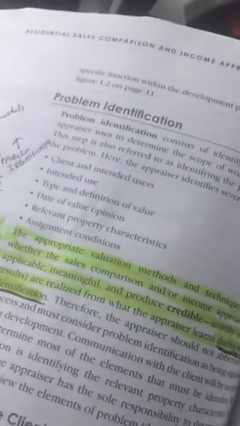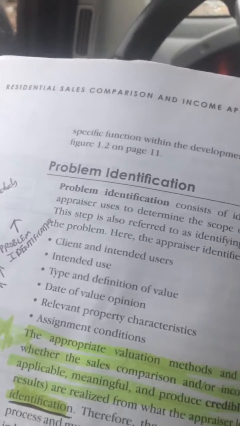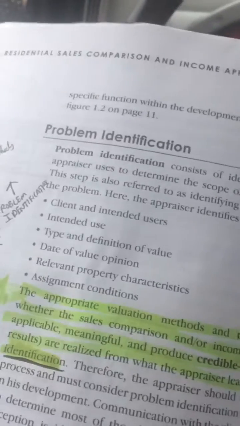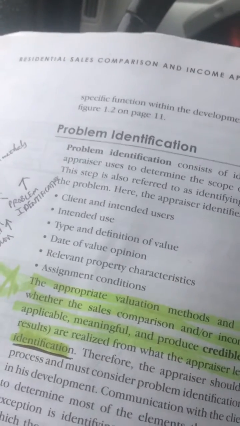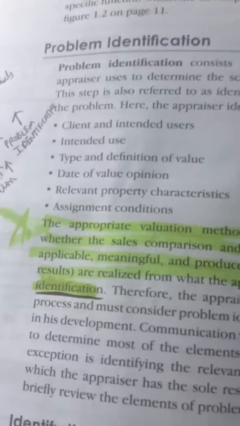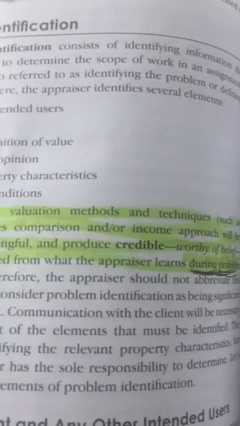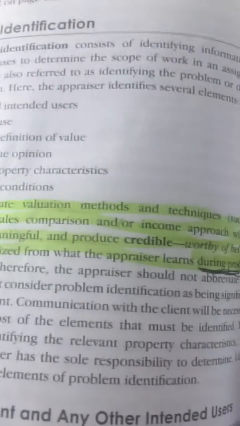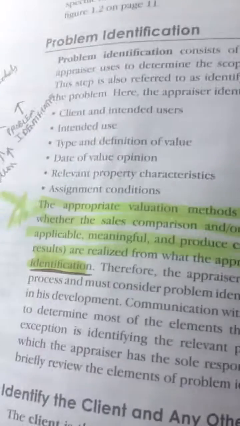Residential sales comparison and income approaches, page 12. Specific function within the development process as illustrated in figure 1.2 on page 11. Problem identification. Problem identification consists of identifying information the appraiser uses to determine the scope of work in an assignment.